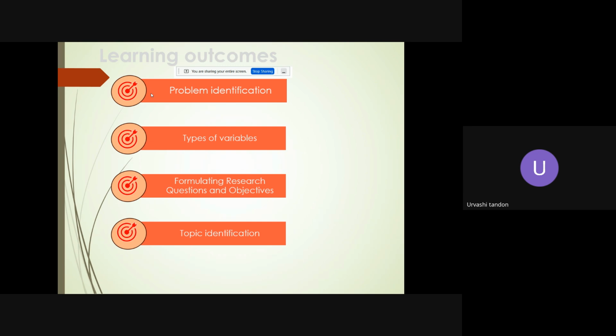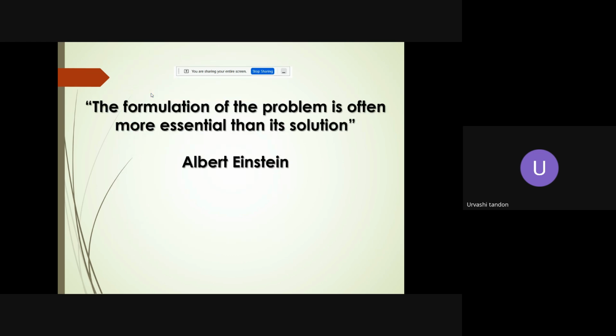Yes, so the learning outcomes for this session would be problem identification, types of variables, formulating research questions and objectives, which is very important, and I'll also be speaking about topic identification. So let's begin with the formulation of the problem in research.